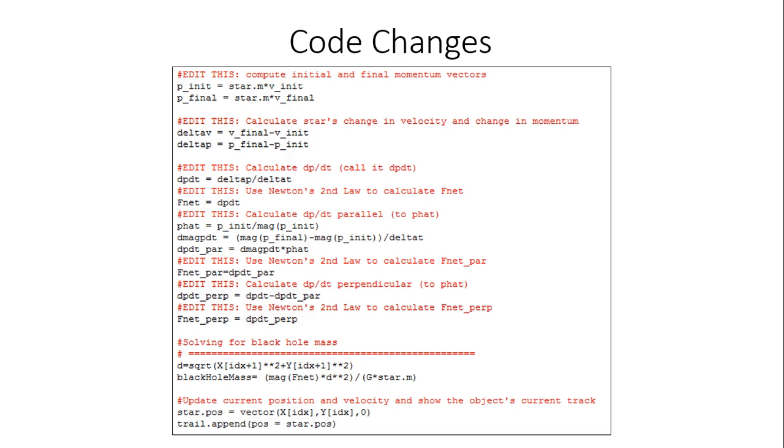Furthermore, calculating dp/dt parallel and perpendicular, what we've done is taken the magnitude of the total dp/dt and multiplied it by the direction of p hat, which is p initial divided by the magnitude of that same p. Then, using Newton's second law to calculate F net, we can see that F net parallel is equal to dp/dt parallel. And then, from there, we can solve for F net because we know that F net is broken down to dp/dt parallel plus dp/dt perpendicular.